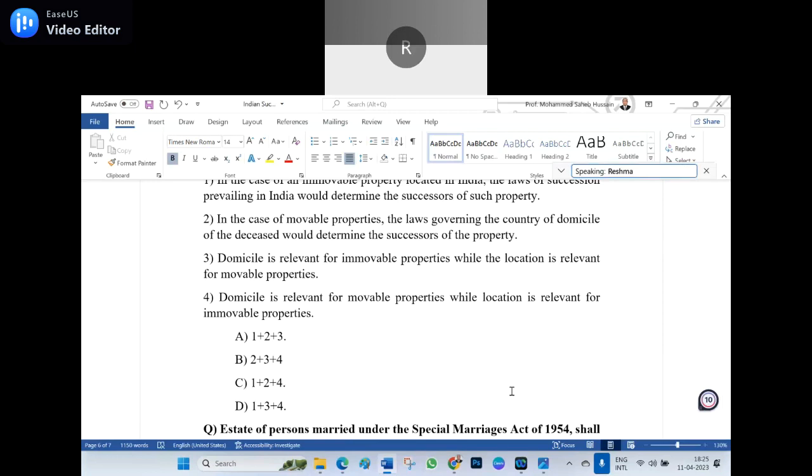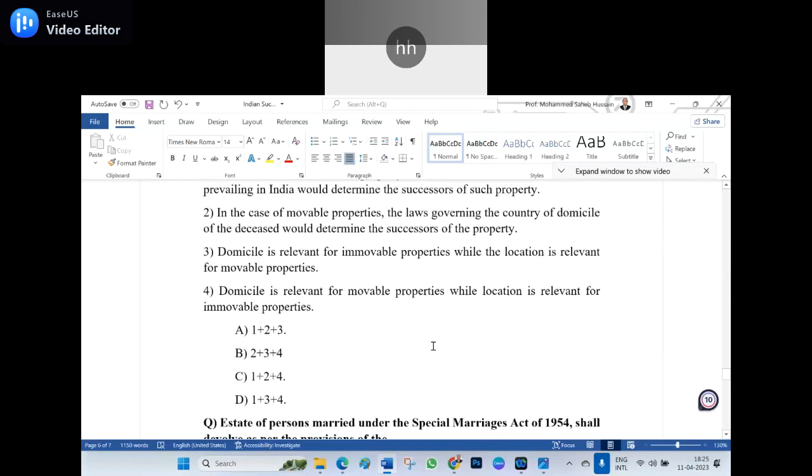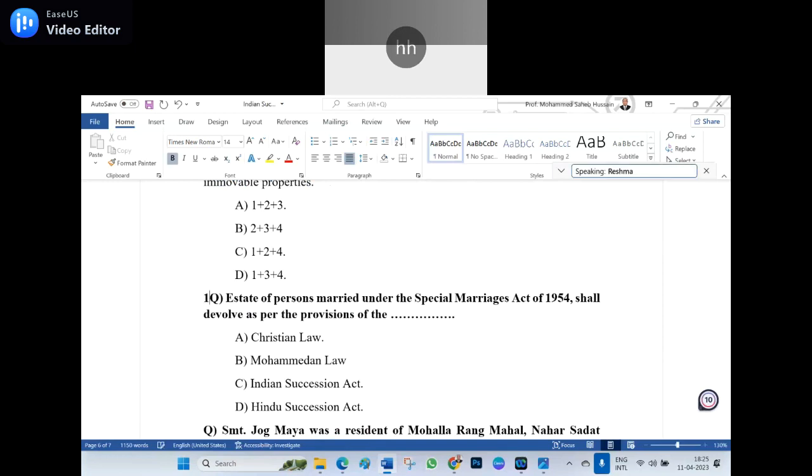You know why 3 is wrong, I will tell you. Read 3 closely here. Domicile is relevant for immovable properties. No. Domicile is relevant for the movable property and the location is relevant for the immovable property. I changed it. This is the right one: domicile is relevant for the movable properties while the location is relevant for the immovable properties. So here I changed it. So the right answer is C, 1 plus 2 plus 4. Is it clear? Say yes. Yes, sir. Yeah, read the 16th question.